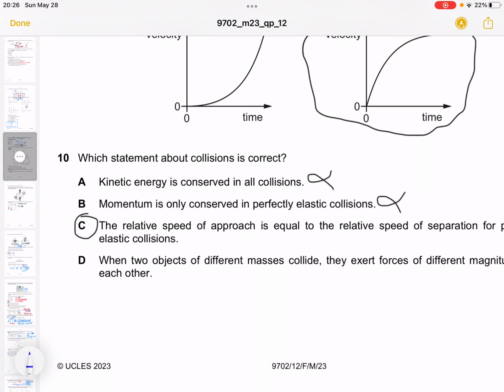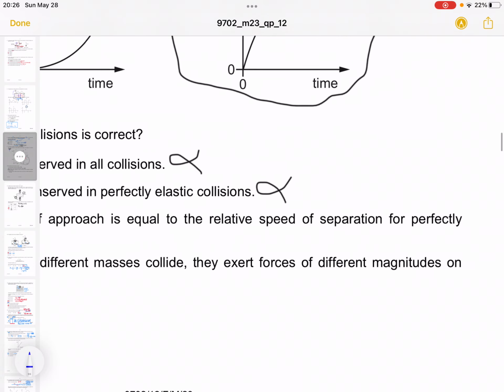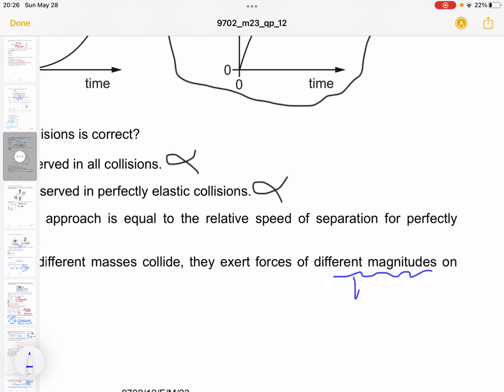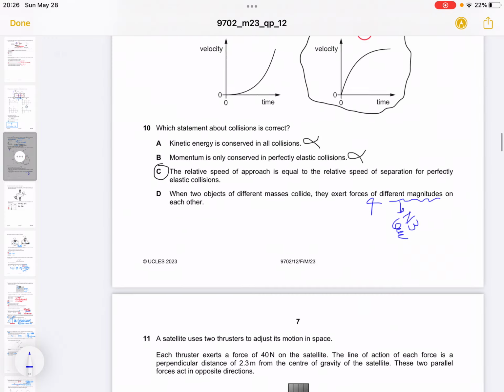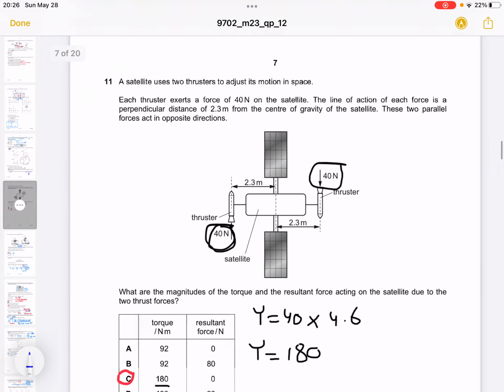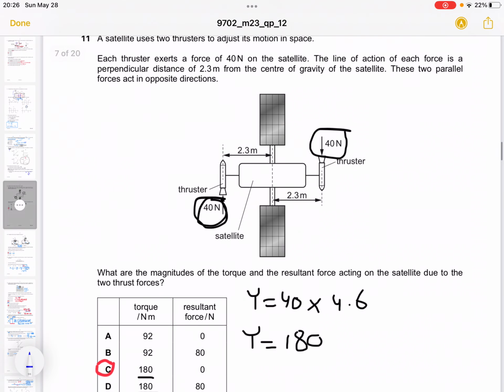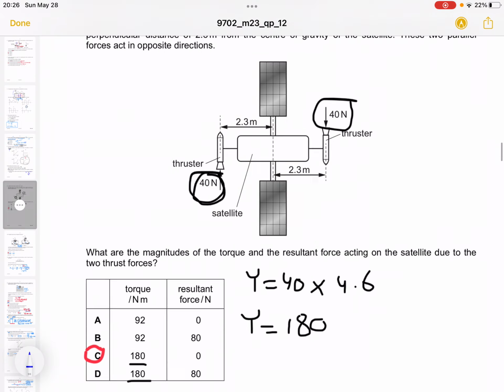And D says that when two objects of different masses collide, they exert forces of different magnitude. No, the forces are equal according to Newton's third law. That's also incorrect. So question number 11 says that a satellite, what are the magnitudes of torque and resultant force? That's a simple torque couple question. Torque is the force multiplied by the perpendicular distance between the forces, so that's 180, and the resultant translational force is 0 because upward is equal to downward. So C is the proper answer.